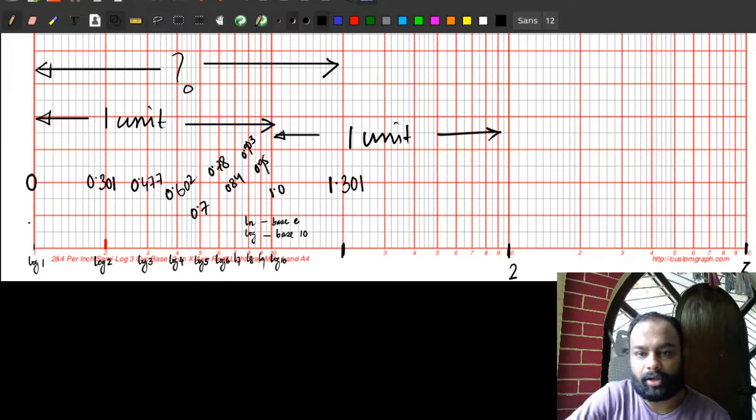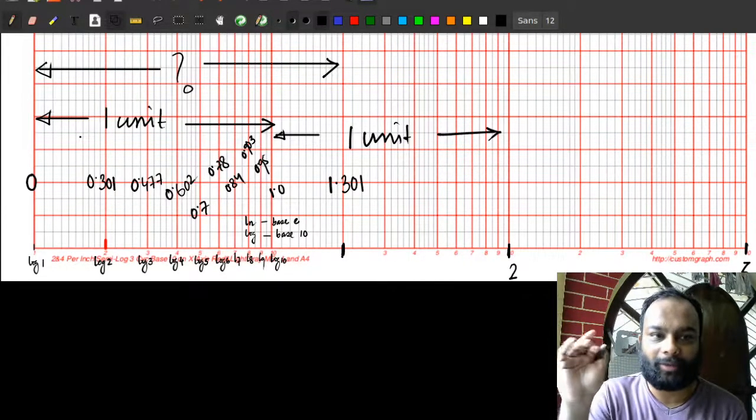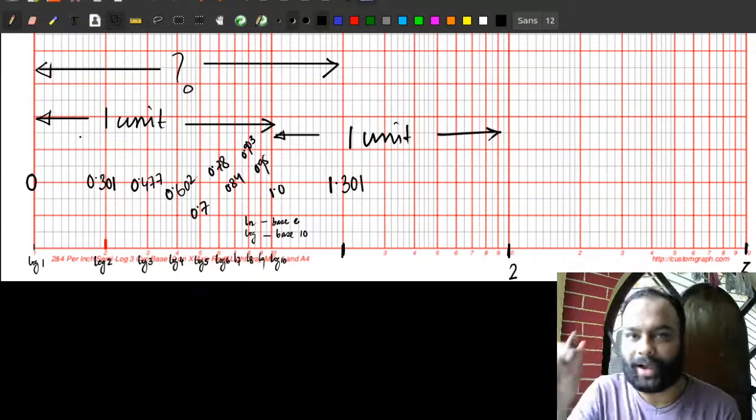This length is 1.301, because this much is 1 unit, and this much is 0.301. Someone said 1 plus log 2, you are correct. And someone said 1.301, you are also correct. You will see why.